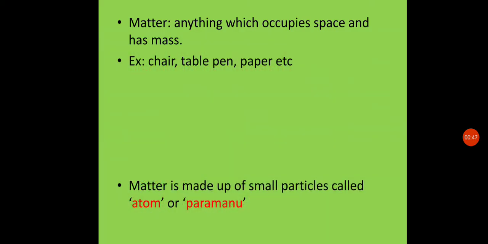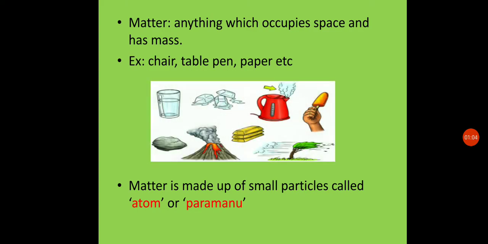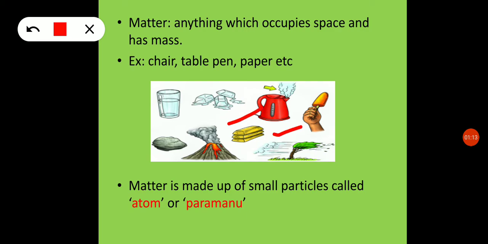Okay. So in your first chapter you have studied about matter. What is matter? Anything which occupies space and has mass is known as matter. For example, chair, table, pen, paper, or you can see in the image glass, ice cream, your favorite, gold, air. All these are matter. Matter is anything which occupies space and has mass.